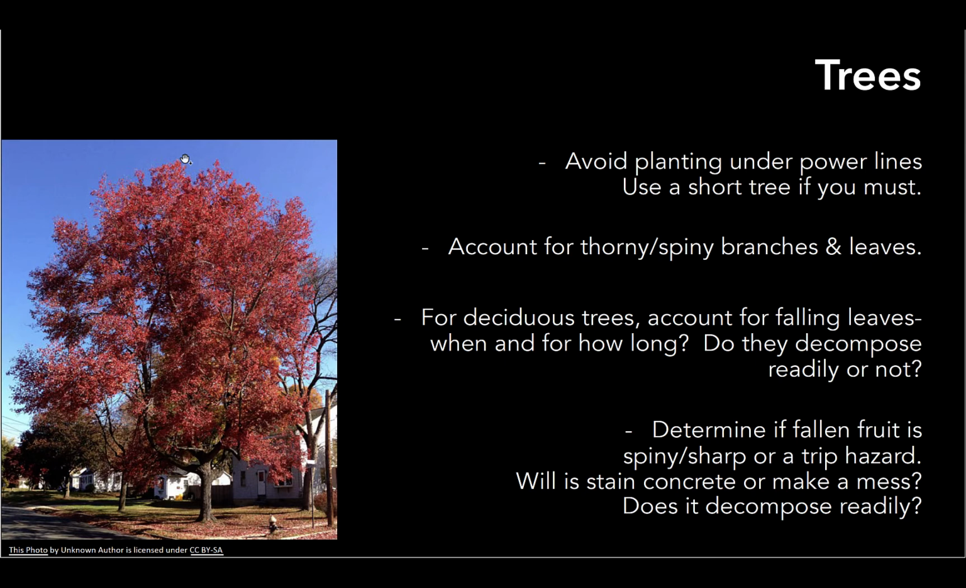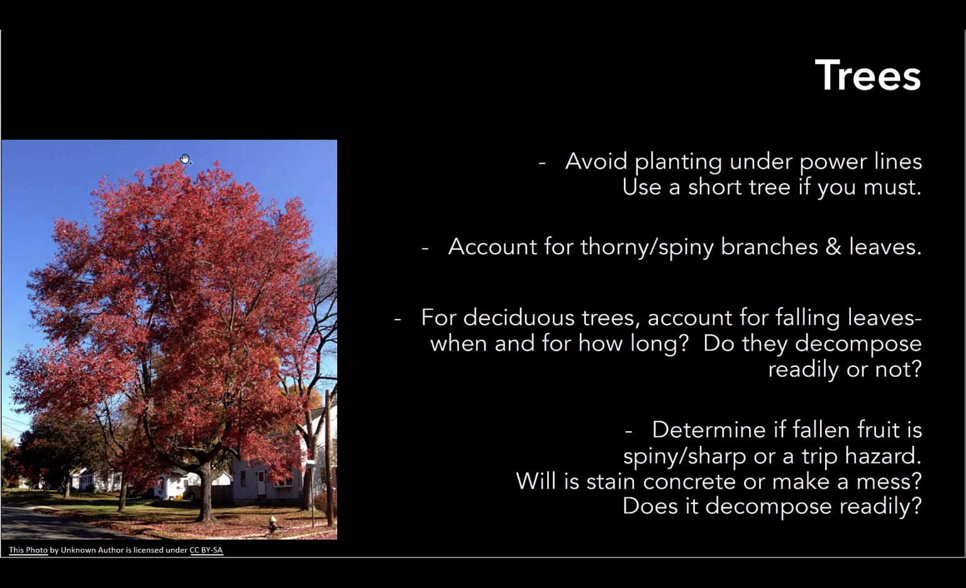We also want to think about thorns or spines that appear on the tree. Again, this can be a safety consideration if you're having to work in a tree that has thorns and spines that are part of it. For deciduous trees, we need to think about their leaf drop, timing, duration, and if those leaves decompose readily or not. If they don't, they will have to be removed.